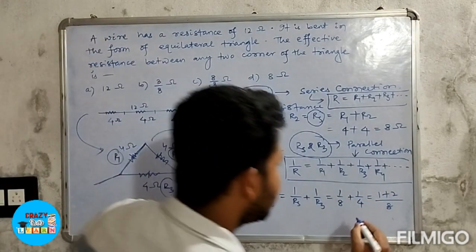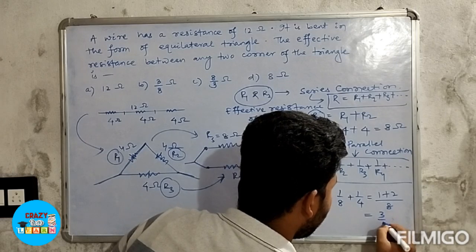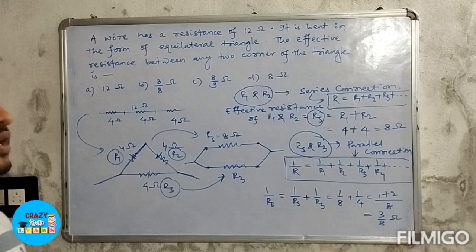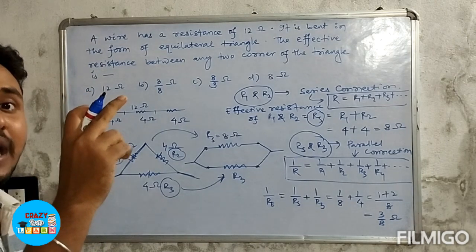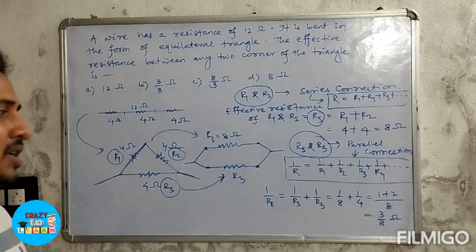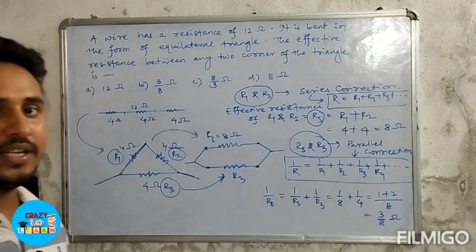So we are getting 3 by 8. आंसर मिल गया. मैक्सिमम स्टूडेंट विल चूज द आंसर ऑप्शन बी. देन यू विल गेट -0.25 mark. Negative mark will be added to you because our solution is not completed here.